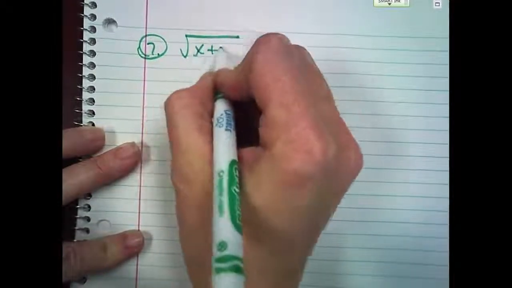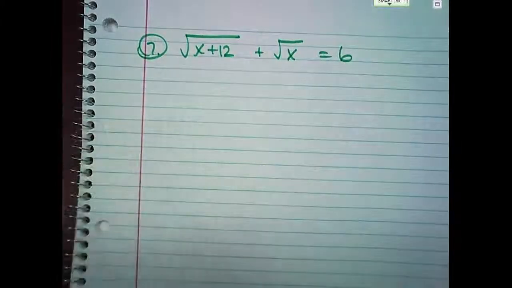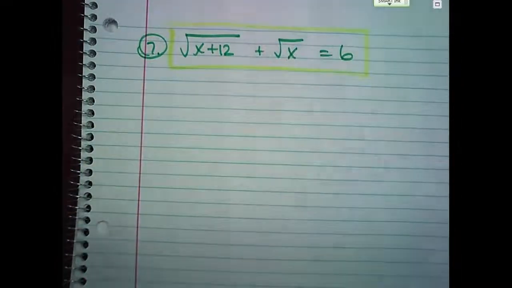Square root of x plus 12 plus the square root of x equals 6. Now in this problem, we have two radicals on the left side. You don't want to solve it that way, okay? You want to solve it so that you have one radical on one side and one on the other, the most. So move one of them over, right? Let's move the root 6 over, it's easiest.